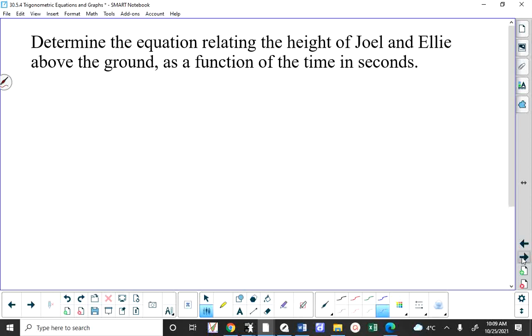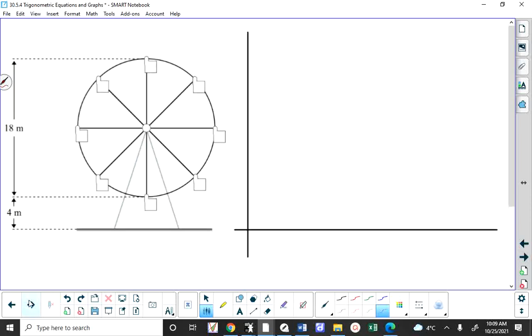But I gave you a diagram, and you can choose to extend that diagram to a graph if you have room and you want to. The idea here is when Joel and Ellie start at the bottom, so they get on the cart right here. And I realize that Joel and Ellie are not points. They're people and they have height. But I'm just going to talk about that location.